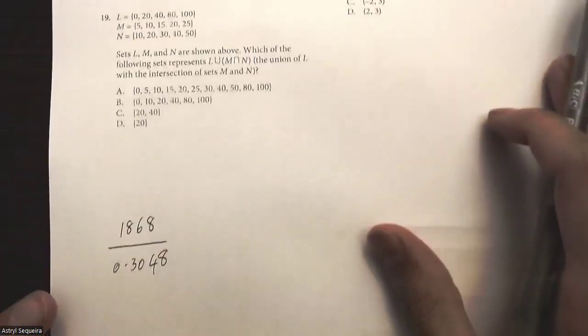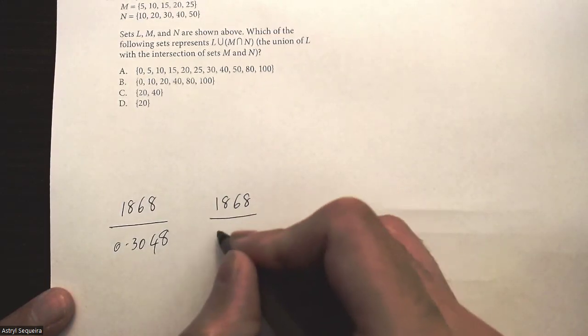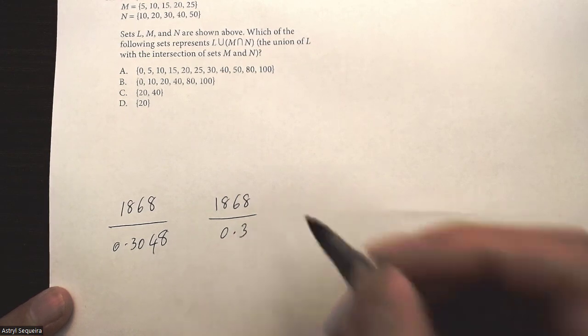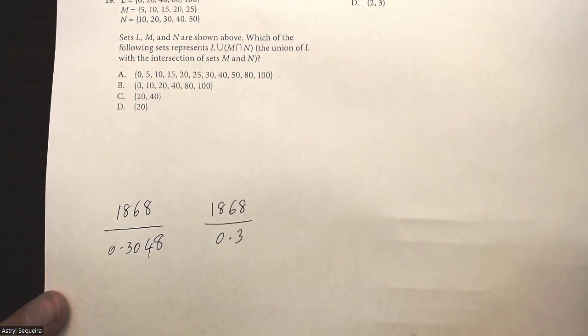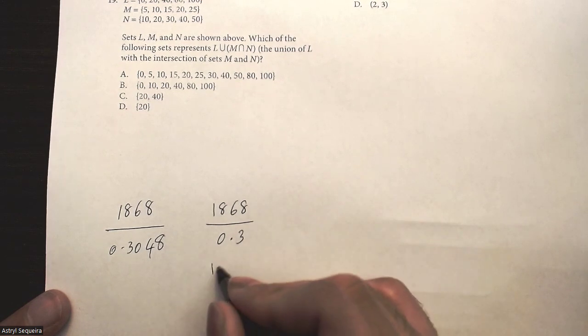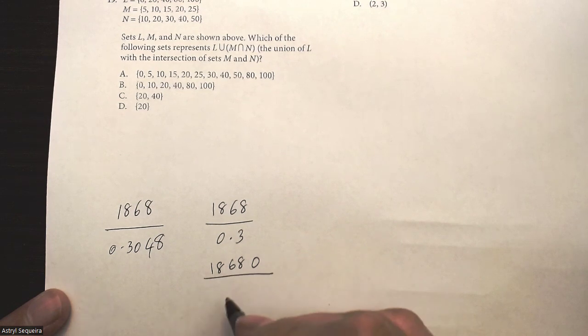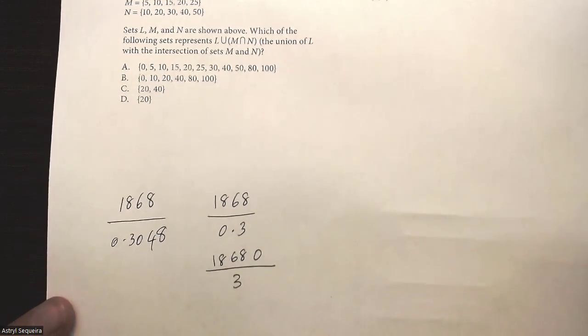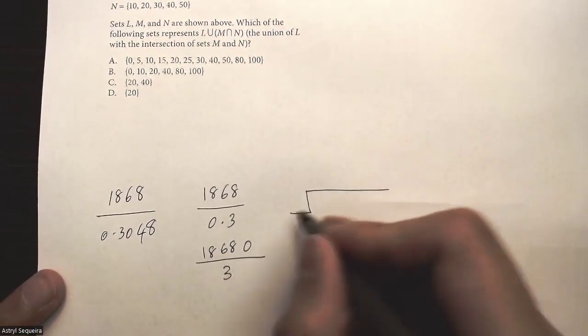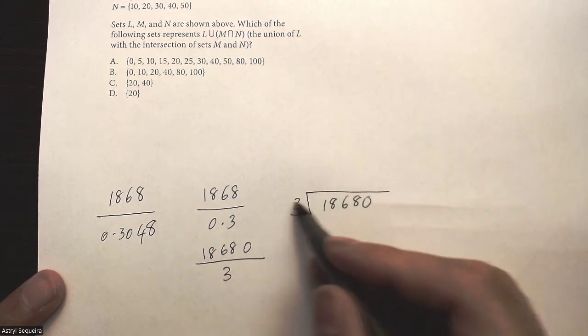So what we can do is we can approximate this to just 0.3 for now and see what happens, because this calculation is a bit easier. I'm going to multiply the top and bottom by 10 to get rid of the fraction. This becomes 18680, and this just becomes 3. And now I'm doing this division here. And I'm going to see what I get from this division and evaluate that for this question.